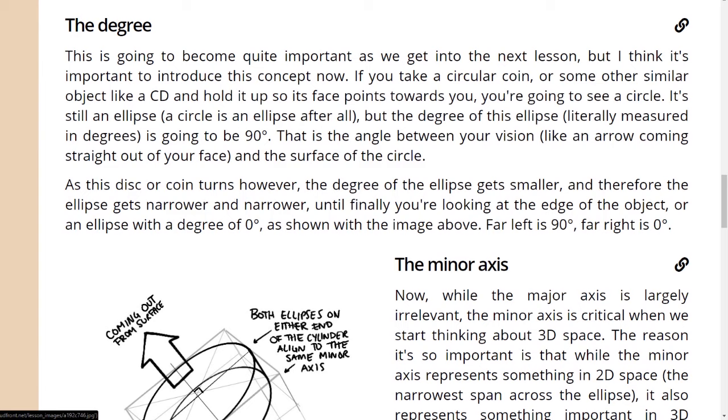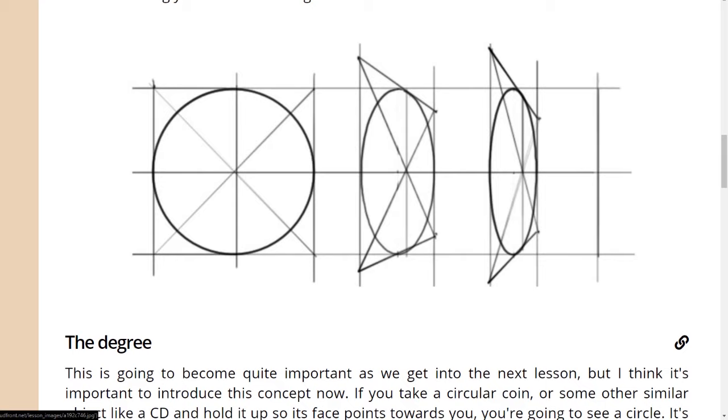That is the angle between your vision, like an arrow coming straight out of your face, and the surface of the circle. As this disc or coin turns, however, the degree of the ellipse gets smaller, and therefore the ellipse gets narrower and narrower, until finally you're looking at the edge of the object, or an ellipse with a degree of zero. As shown with the image above, the far left is 90 degrees, and the far right is 0 degrees, so that's what this is. Hooray.